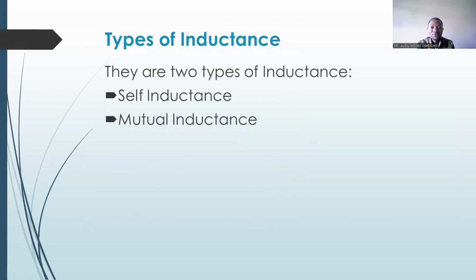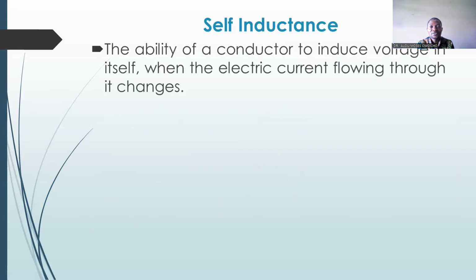There are two types of inductance. We have the self-inductance and we have the mutual inductance. Let's look at each of them. Self-inductance. Self-inductance is the ability of a conductor to induce voltage in itself when the electric current flowing through it changes.